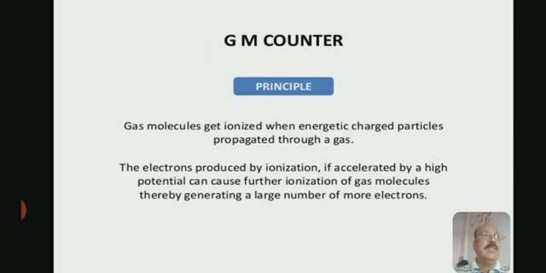Now next, we come to know about the GM counter. First, the principle of the GM counter. Gas molecules get ionized when energetic charged particles propagate through a gas. The electrons produced by ionization, if accelerated by a high potential, can cause further ionization of gas molecules, thereby generating a large number of more electrons.